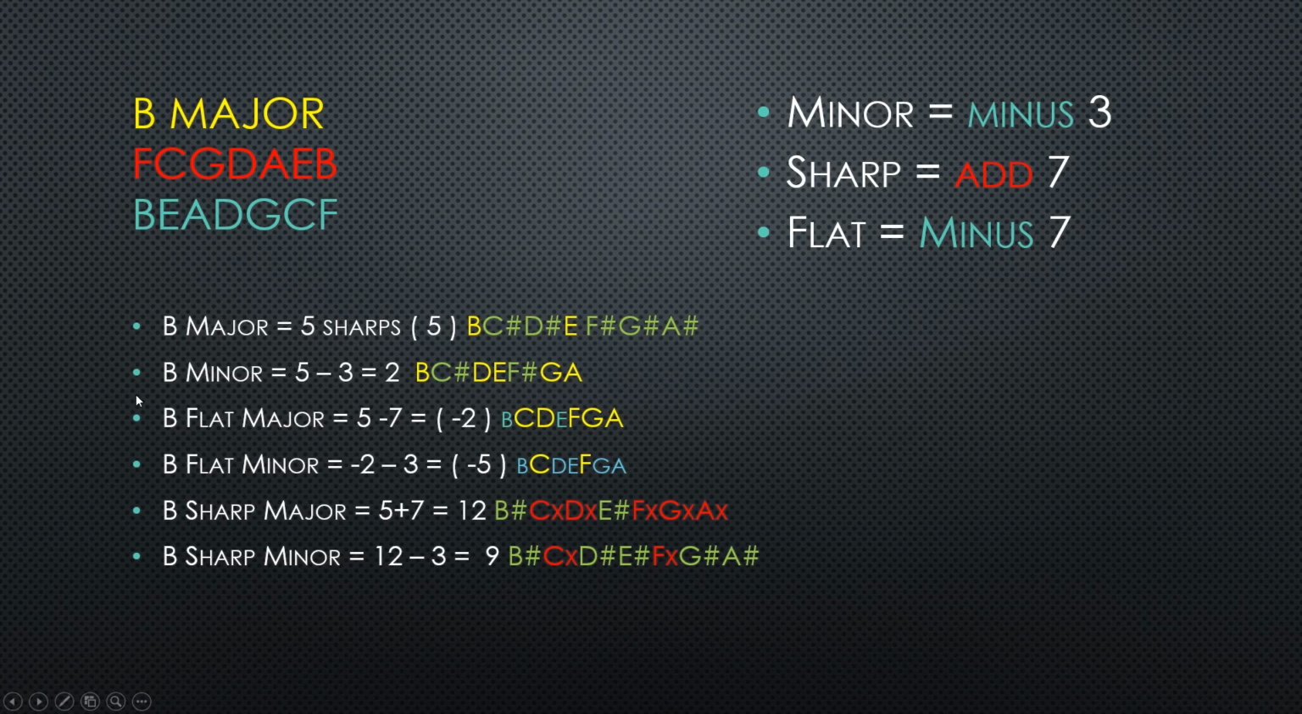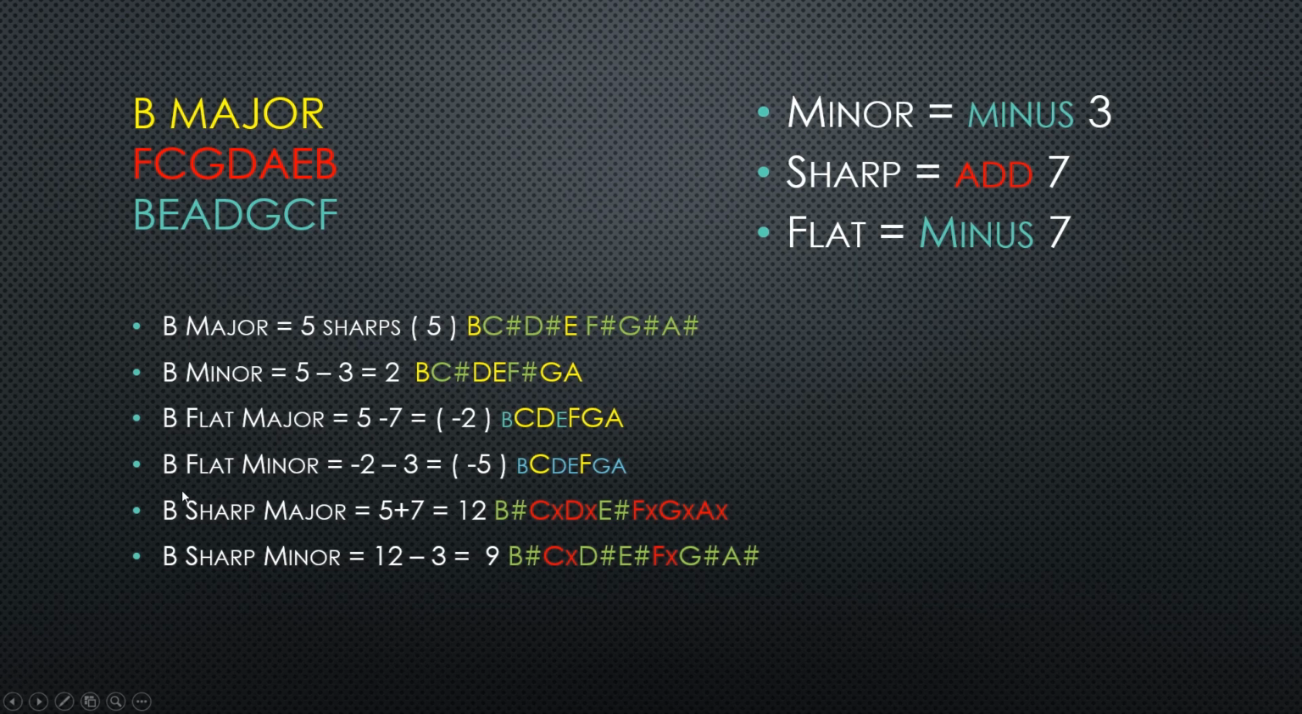Okay? B flat major, we're going to take B major, which is 5, and we want to flat, so we subtract 7. 5 minus 7 equals -2. The 2 being negative is associated with flats, and the 2 flats we have are B and E. So here you go: B flat, C, D, E flat, F, G, A. That's going to be the B flat major scale. It's getting wonky, isn't it?